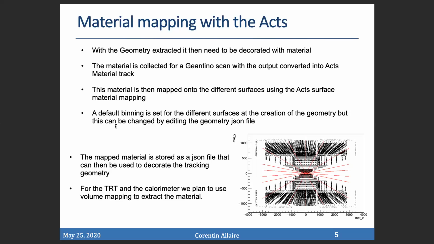And this is done using ACTS. By default, we have a default binning that is implemented when we create the geometry, but this can be completely optimized and changed by hand using the JSON file that I presented on the previous slide. Once you've done this mapping, the map can also be stored as a JSON file that can then be used later to decorate the tracking geometry.